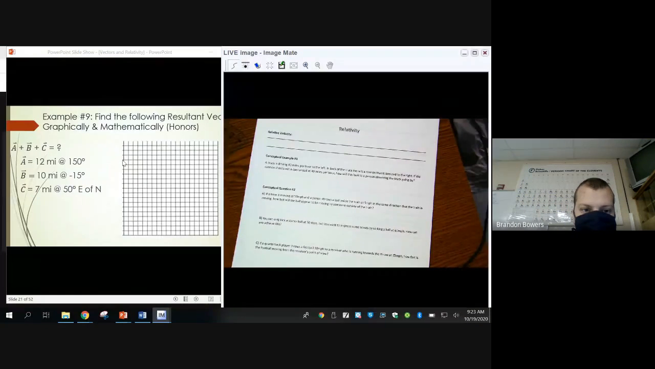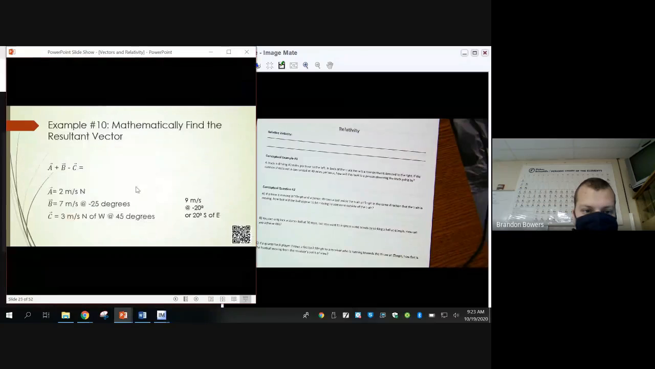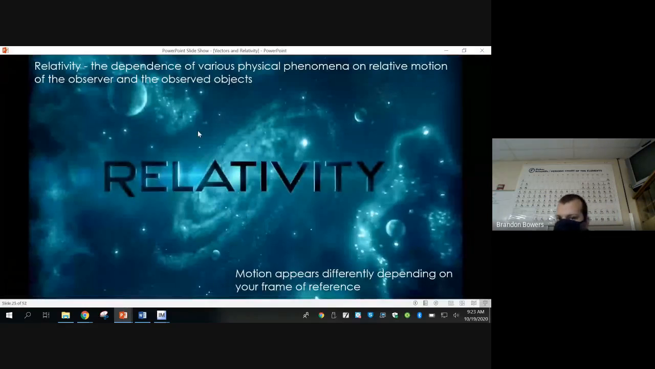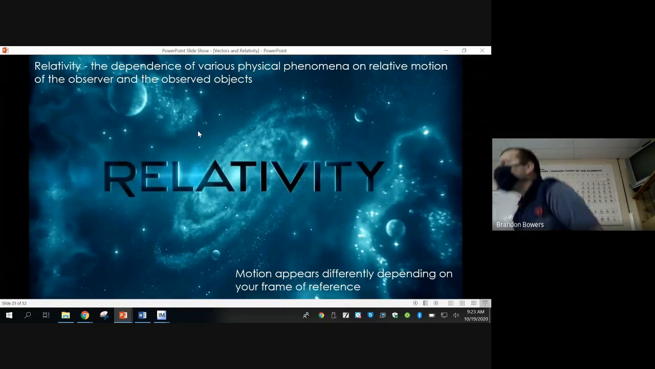All right. We are going to hit relativity. So relativity, the definition is the dependence of various physical phenomena on relative motion of the observer and the observed objects.